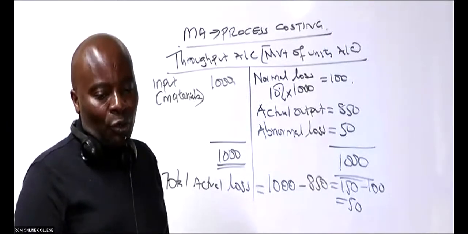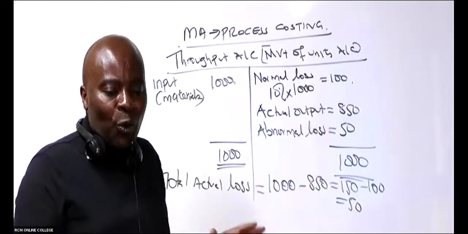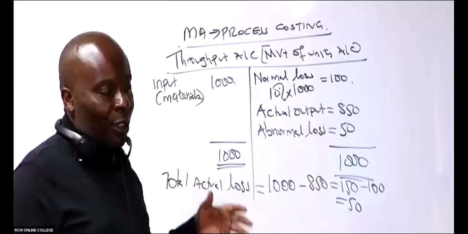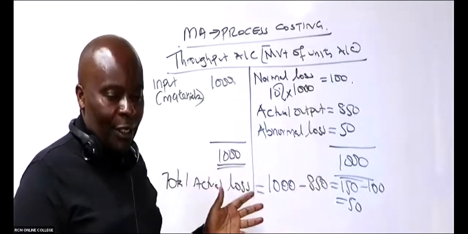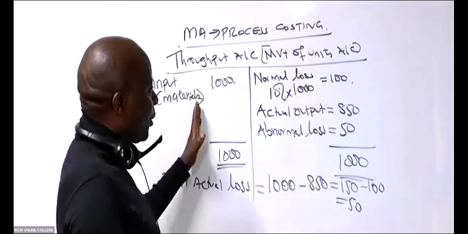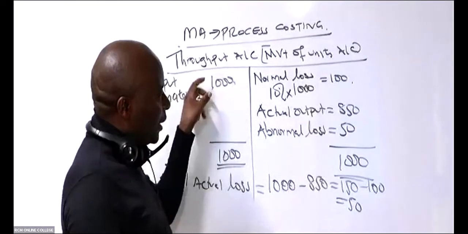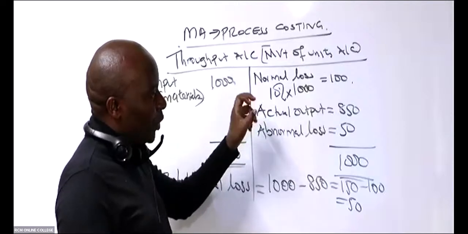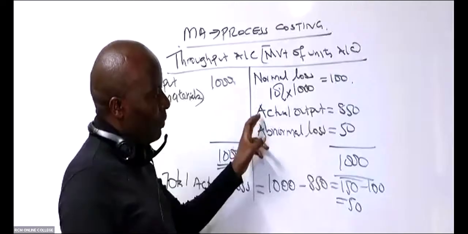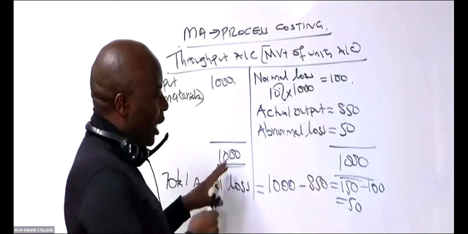But we don't have to go that way at all. For us, it's all about balancing the throughput account. The moment I've put in the input, I account for the entire input. So I have normal loss, which has been given as 10% of the input, 100. They have given me actual output of 850, come and balance.